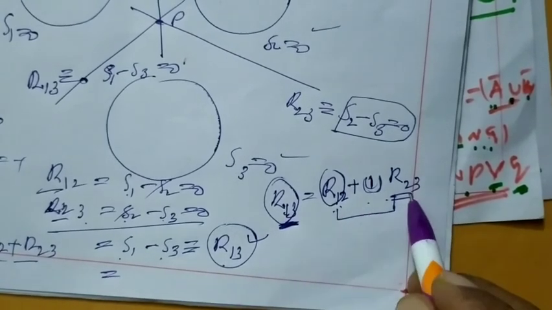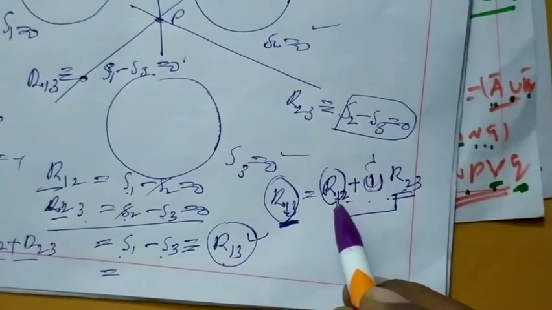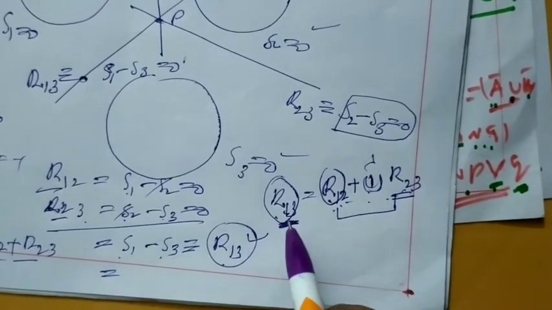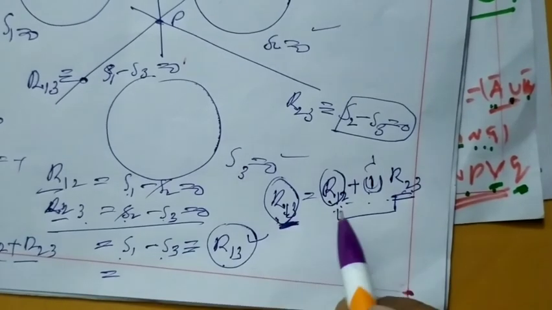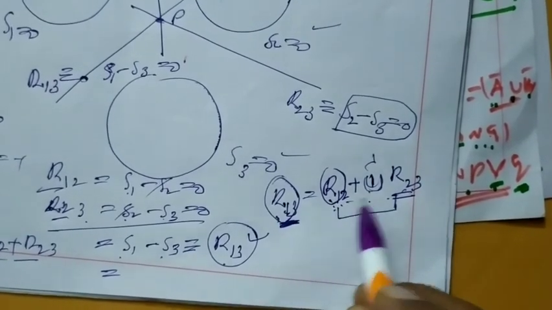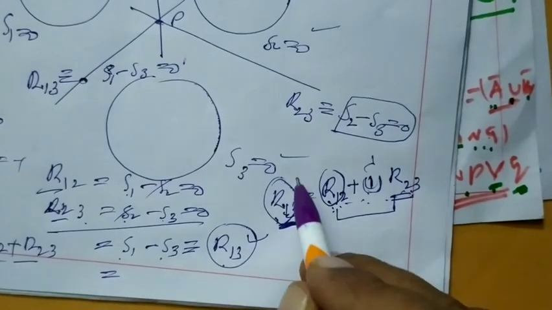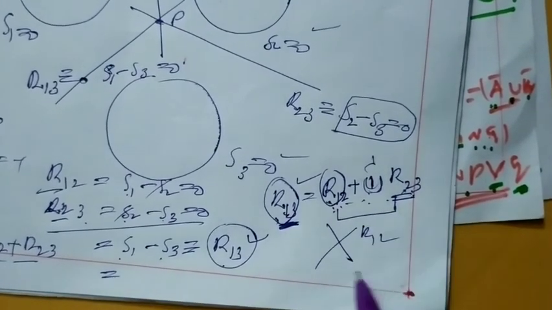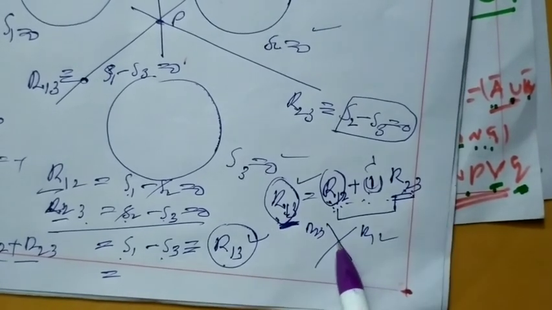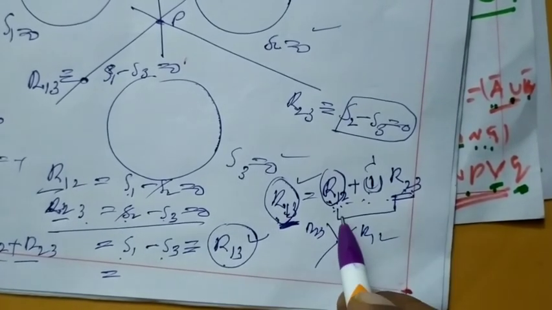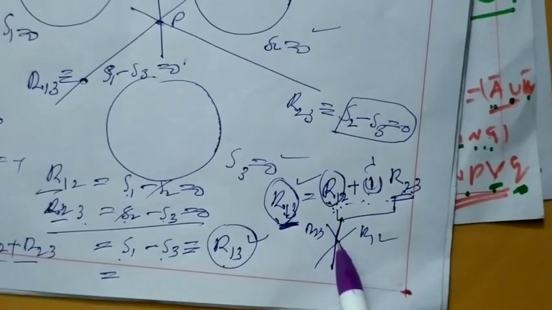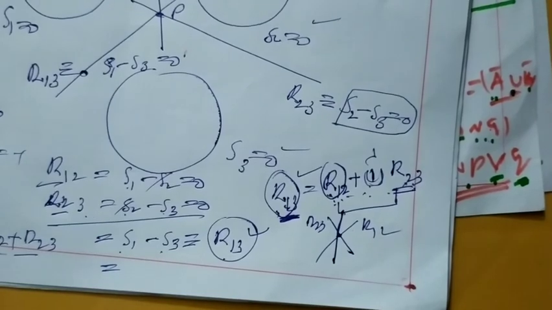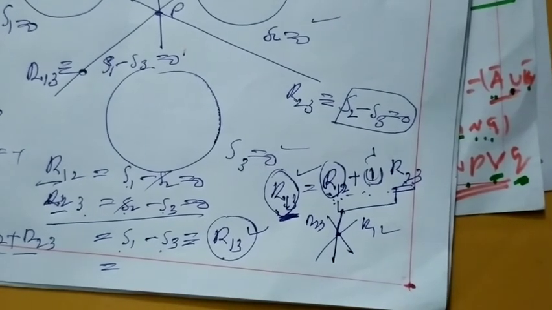In the L1 plus lambda L2 form, L1 plus lambda L2 is equal to some other line. So the third line can be written in the form of L1 plus lambda L2. Therefore, it passes through the point of intersection of R12 and R23. From this point of intersection, we are getting some other line passing through this point. So they are all concurrent. That is my intention. Understanding?